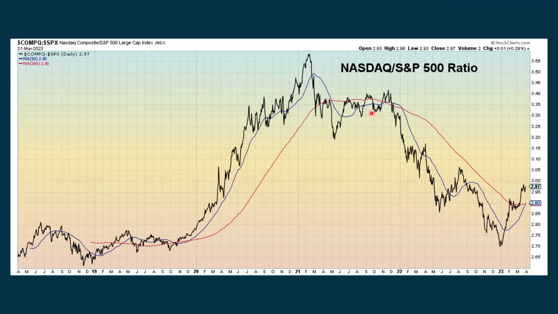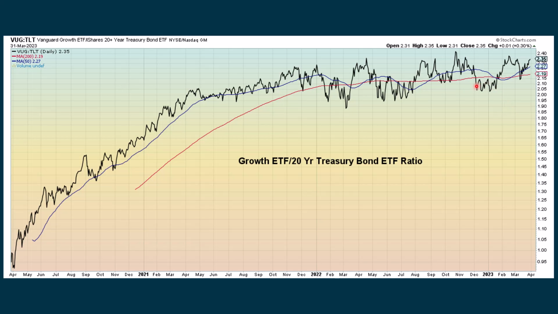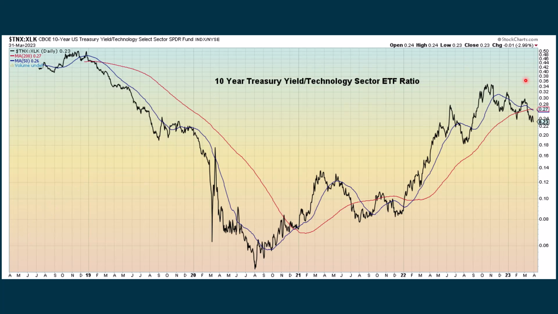And the NASDAQ 100 to the S&P 500 is just giving us a golden cross with this ratio. The NASDAQ 100 is outperforming the rest of the NASDAQ and is in an overall uptrend. And then some other areas we look at, growth, which are growth stocks, compared to government bonds. We see that growth is making a comeback. Even though bonds have been doing well lately, growth has still been doing better.